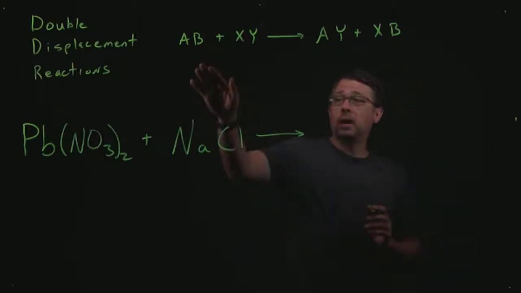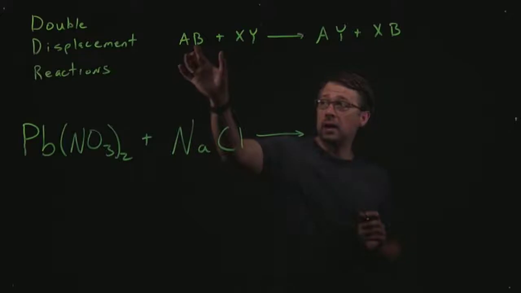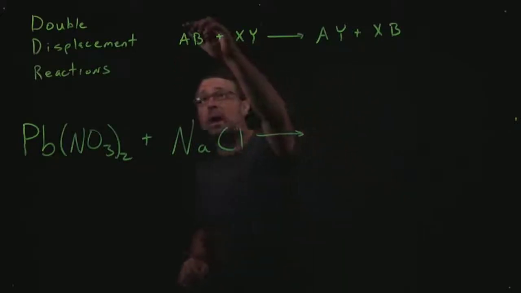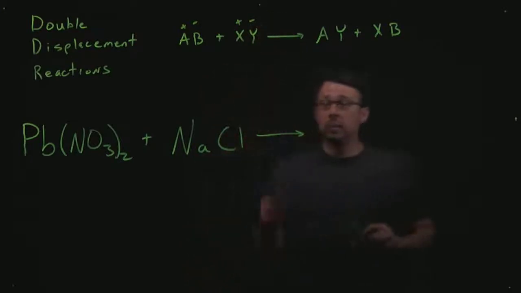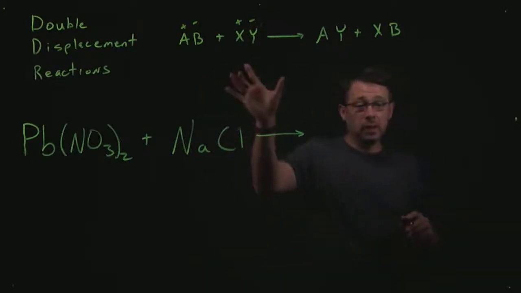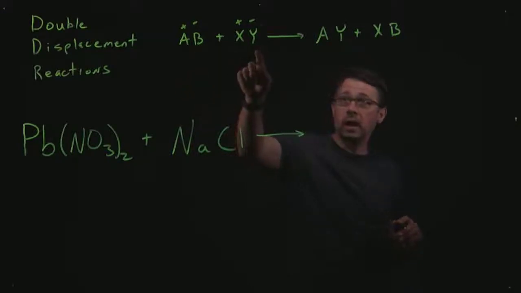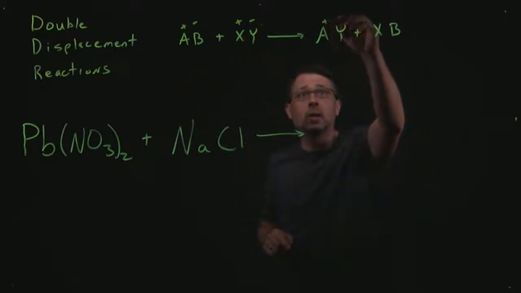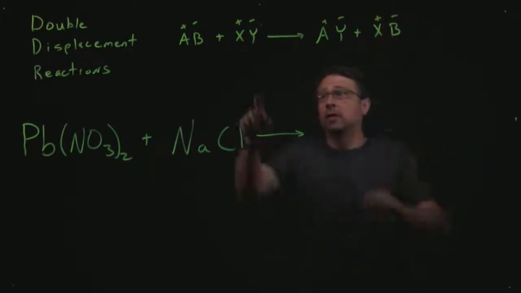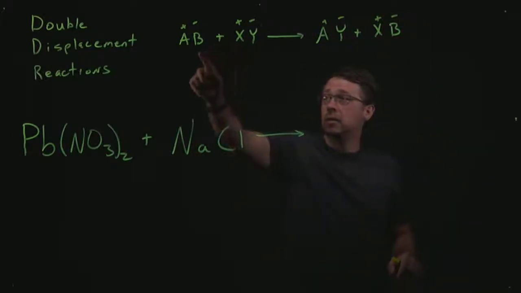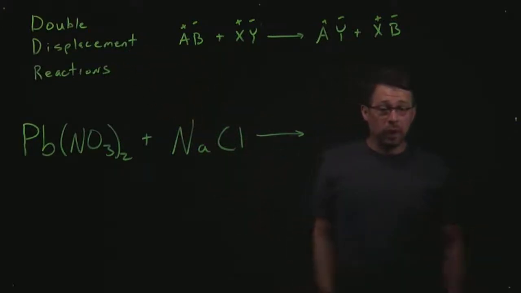They always follow this same pattern where there's typically a cation and an anion, so something positively charged and something negatively charged, reacting with something positive and negative, and they switch. So the positive ion from this compound goes with the negative ion in this compound, and we always write positive and then negative, and the same thing for the other. The positive ion of this goes to the negative ion. So double displacement, it's basically swapping.